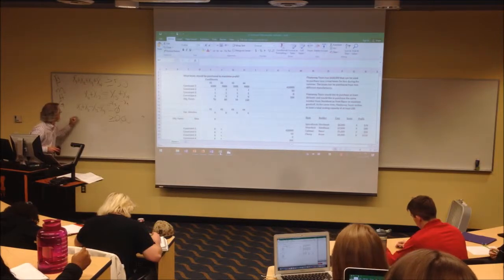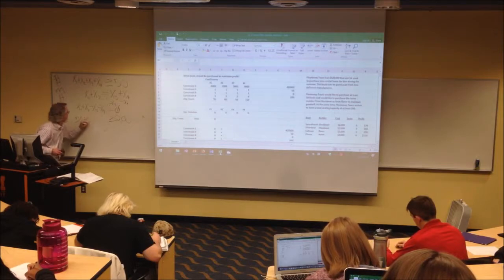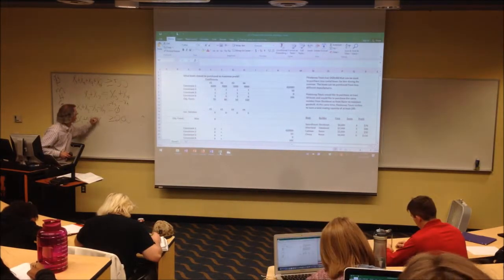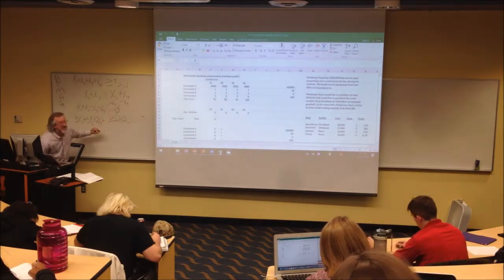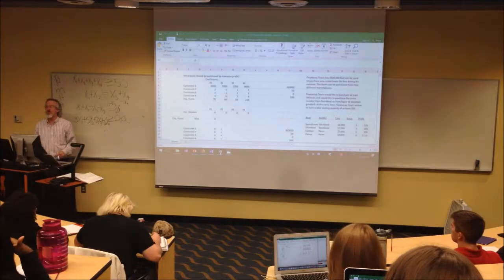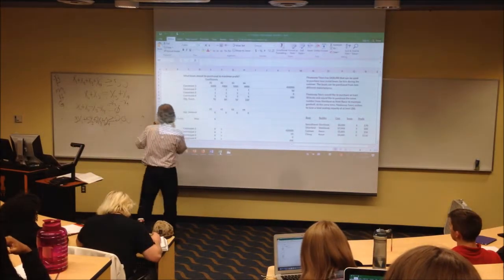3. So 3 x1 plus how many for the next boat? 5 times x2 plus how many for the third boat? 2 x3 plus 6 x4 greater than or equal to 200. I think that's it. Let me look. Oh, the money. The money.